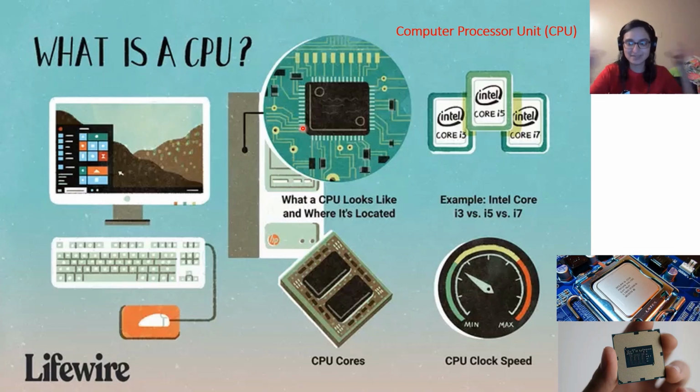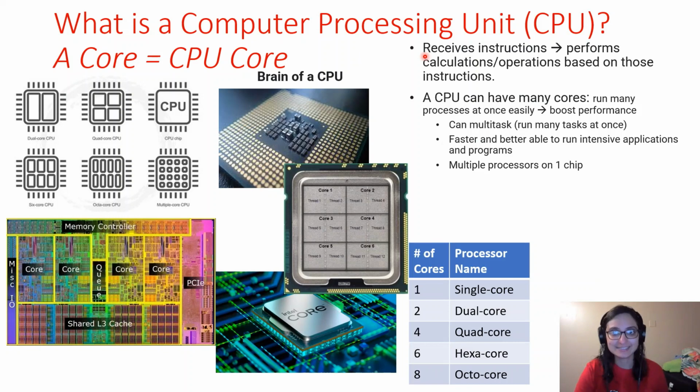I remember it used to be so big and boxy in old computers that I had. So, what is a computer processing unit, a CPU? A core is also just referred to as a CPU core. Each core is the brain of a CPU.